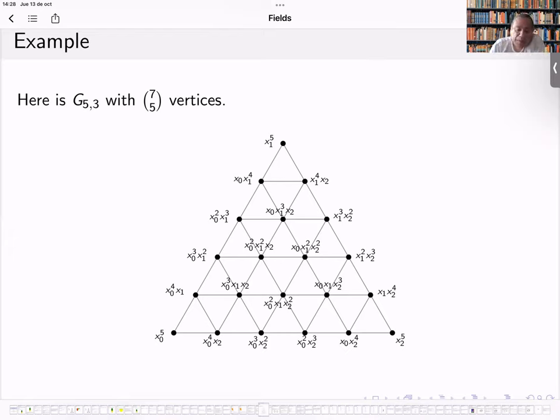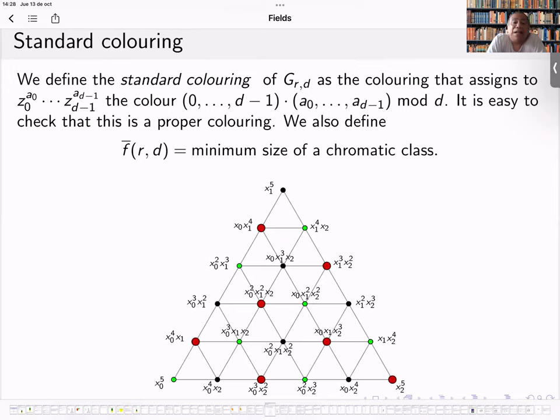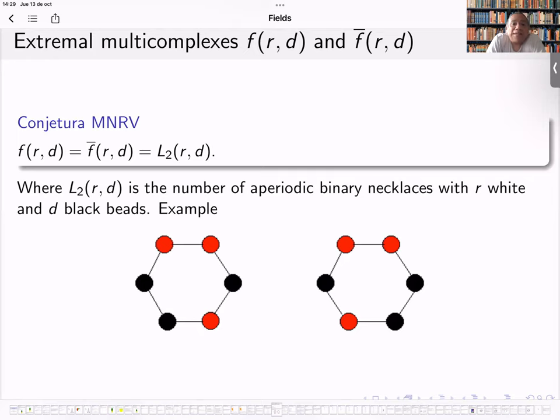This graph, you can check, is D-colorable, where D is the number of variables. We fix a coloring, which we call the standard coloring of G R D. It assigns to the monomial x_0^a_0 through x_{D-1}^a_{D-1} the color that is the dot product of the vector from 0 to D minus 1 with the vector of exponents of the monomial, taken mod D. It's easy to check that it is a proper coloring. But what we are interested in is a strange quantity, F bar of R D, the minimum size of a chromatic class in this particular coloring. So our conjecture was that the F that I defined, F R D, is actually F bar R D.